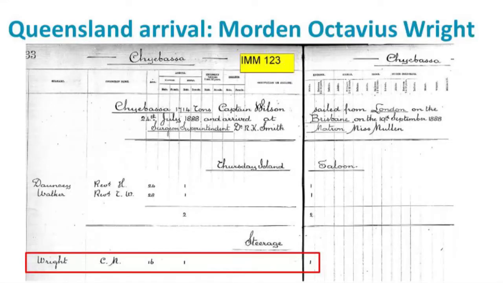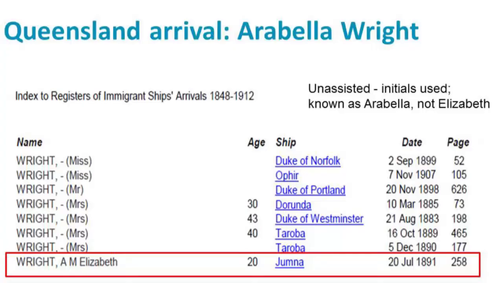So the next to arrive were actually the three siblings, Arabella, Violet and Reginald. Now, going by this index, you wouldn't know that that was Arabella because they've used her initials and then they've used her third name as the name that she's gone by. So to begin with, you'd have to try searching maybe for Reginald or Violet. Now I'll show you in a minute that they did all come out together.